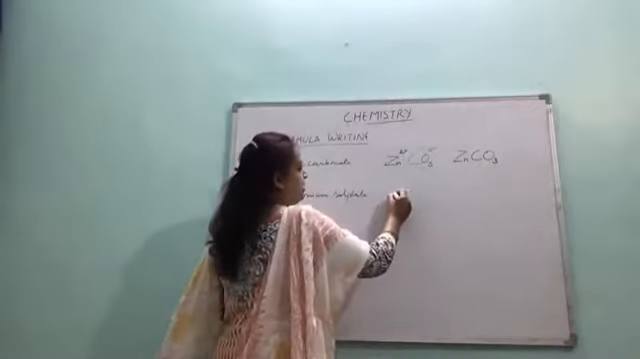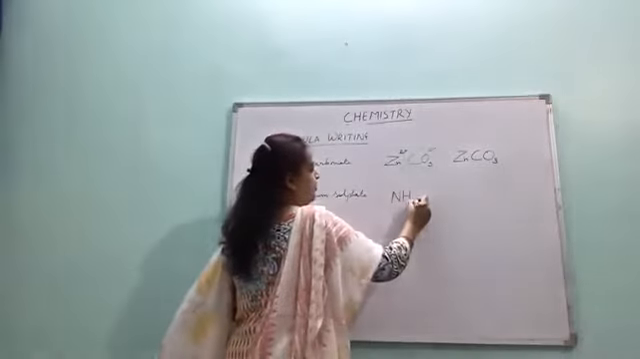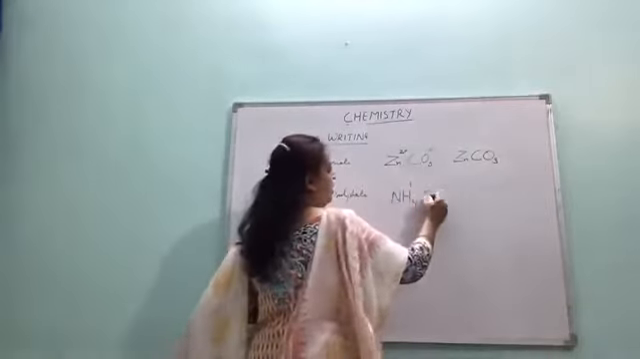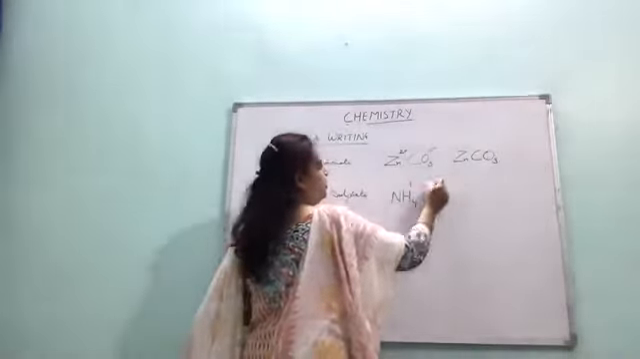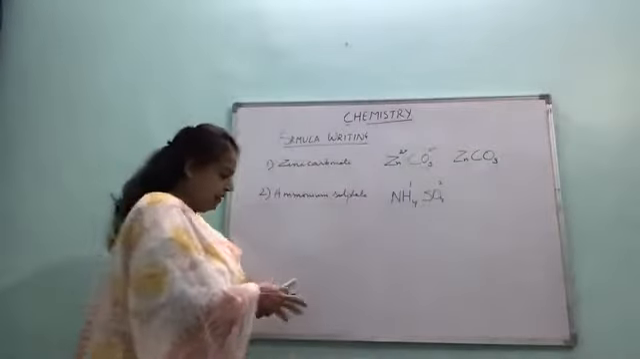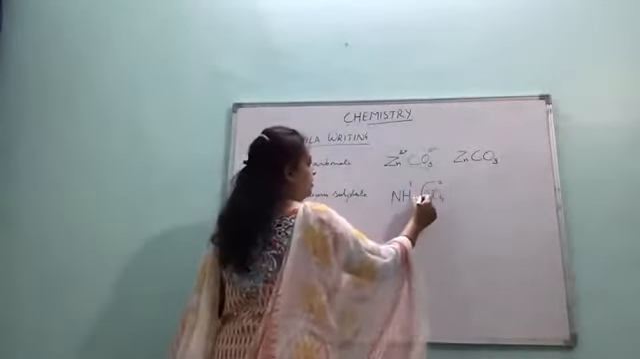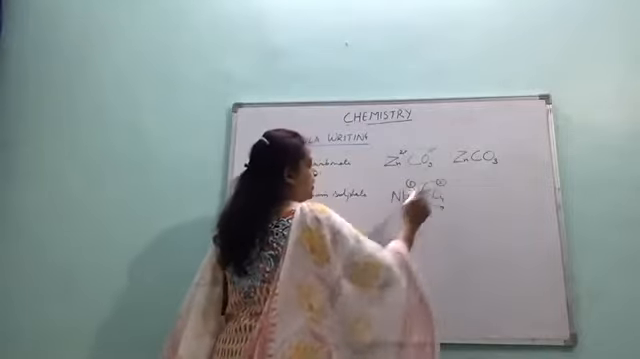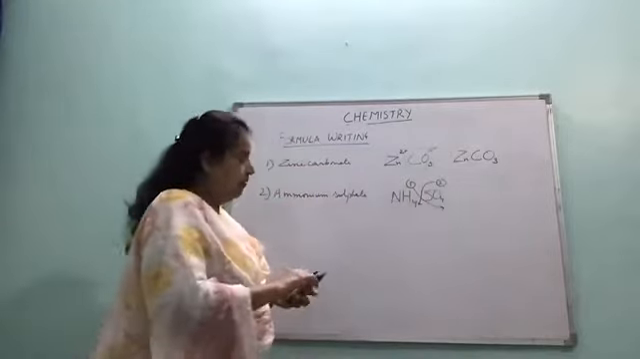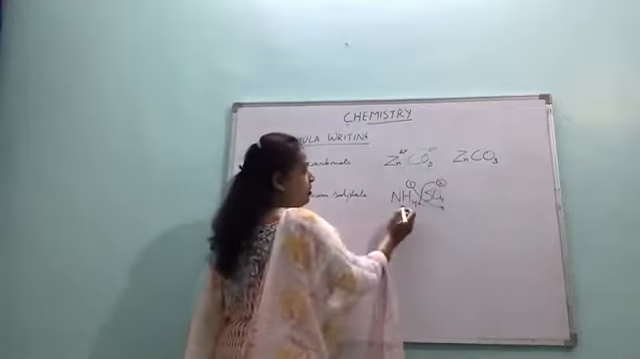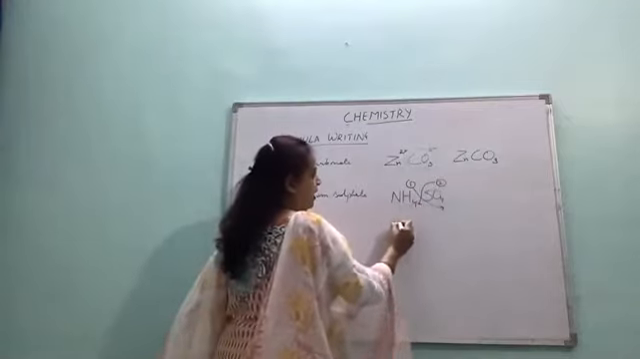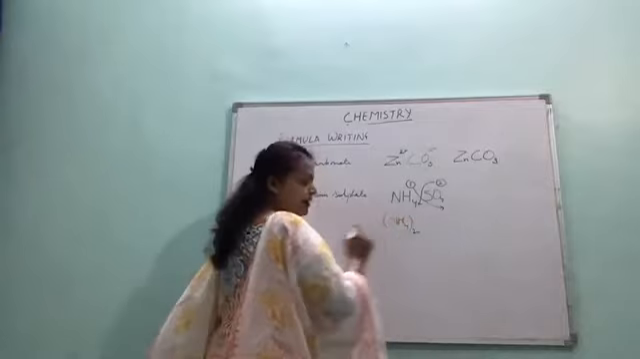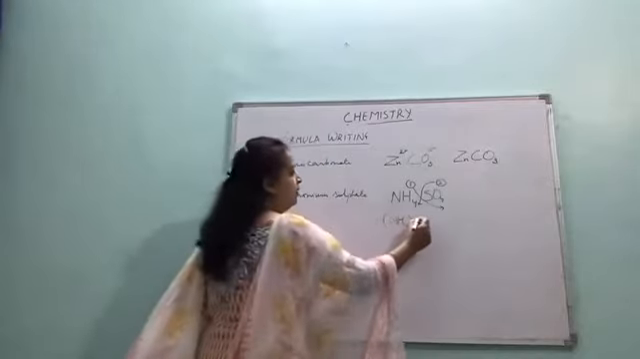NH4, I'll take it, yes. NH4 is 1 here, and I've taken sulfate, SO4, 2 here. Right? So when I cross it, for ammonium the subscript should be 2. So we write it as NH4 whole twice, SO4.